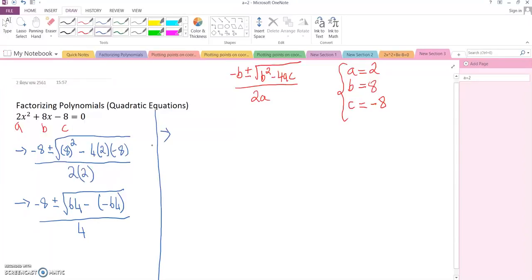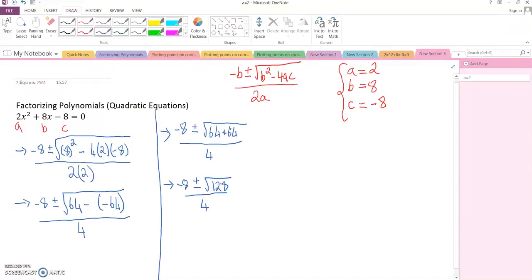So let us now break inside the square root. Now we have negative 8 plus minus square root of 64, and here negative multiplied by negative gives us positive, so 64 plus 64 over 4. Next step, we will add inside this root. 64 plus 64 is 128. So we have minus 8 plus minus root 128 over 4.